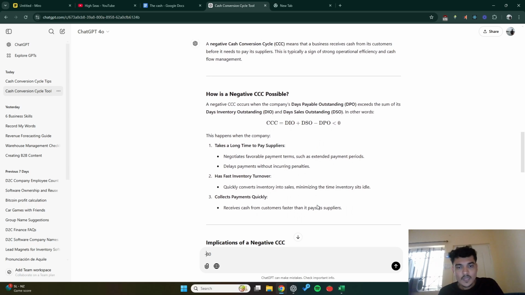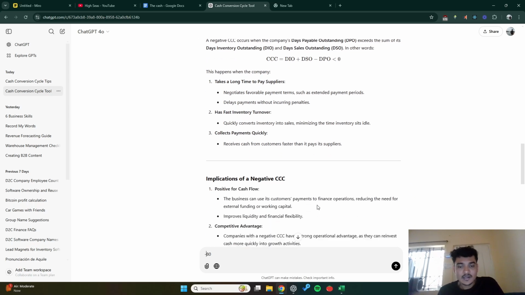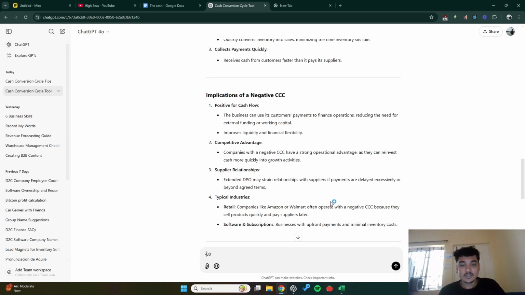If you're really confused about what a negative cash conversion even means, a couple of businesses with a negative cash conversion cycle are software businesses. You pay for the software and they just create products once a quarter, and they already get paid and they don't have anything in between. Amazon and Walmart also do that because they sell products quickly and then they pay the suppliers later. In a software business, same, you just get paid upfront and there are no inventory costs.